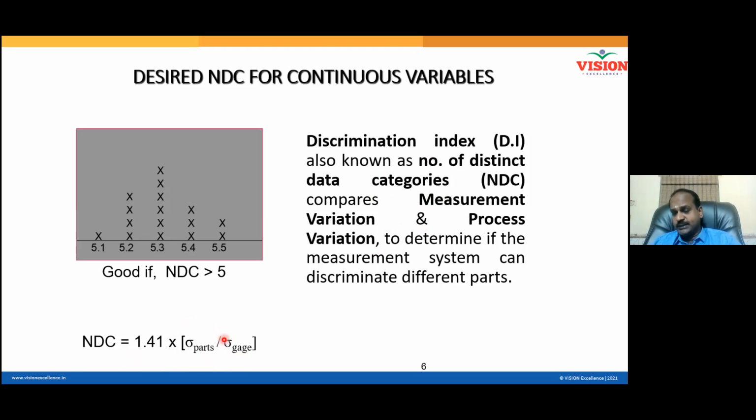I am teaching you what is sigma of the parts and sigma of the gauge, but you have to listen to me very carefully. Sigma of the parts is the process variation. Sigma of the gauge is the measurement variation. Process variation divided by measurement variation multiplied by 1.41 will give you NDC. This is a formula, but Minitab will take care. Today I will give a demo with Minitab also.